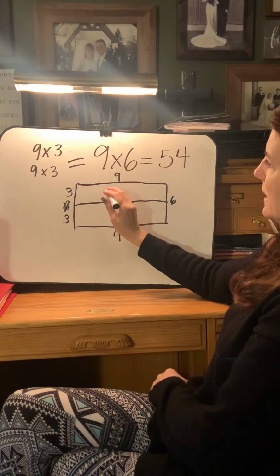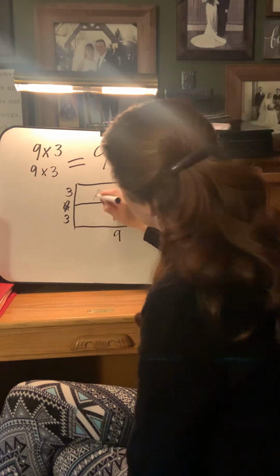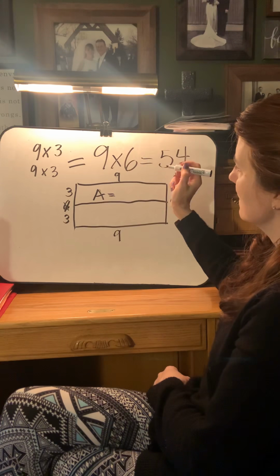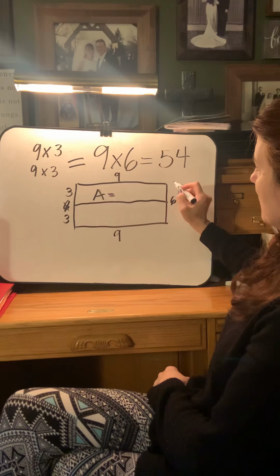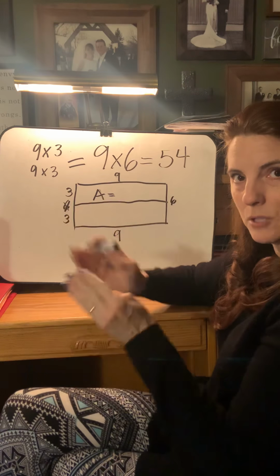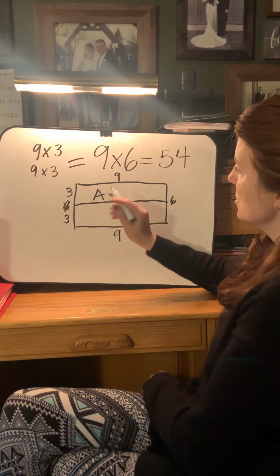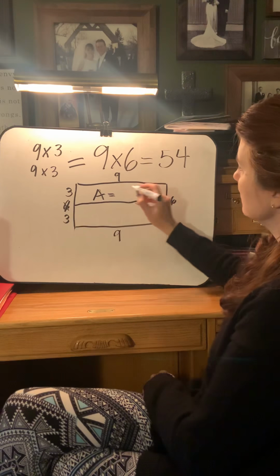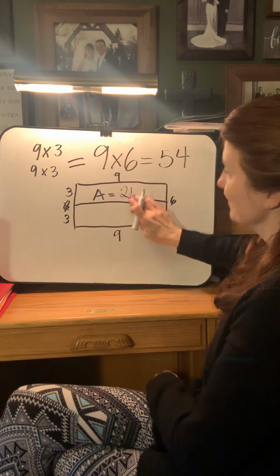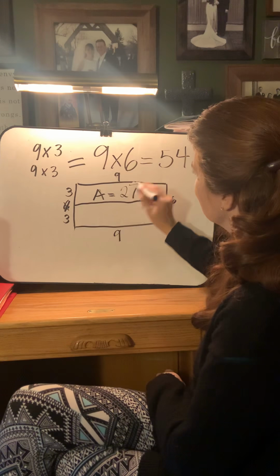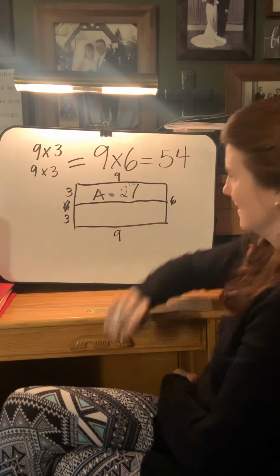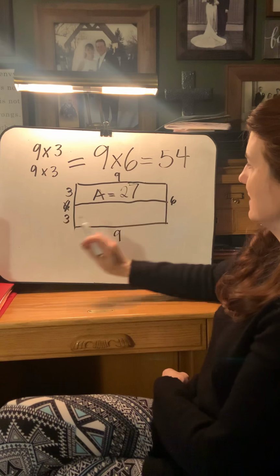Let's see. The area of this one is what? Area equals the length times the width. Width is wide. Remember the W, width means wide. So area equals 9 times 3. Sorry, it wasn't a 7, it was a 9. Okay, and area equals 9 times 3.